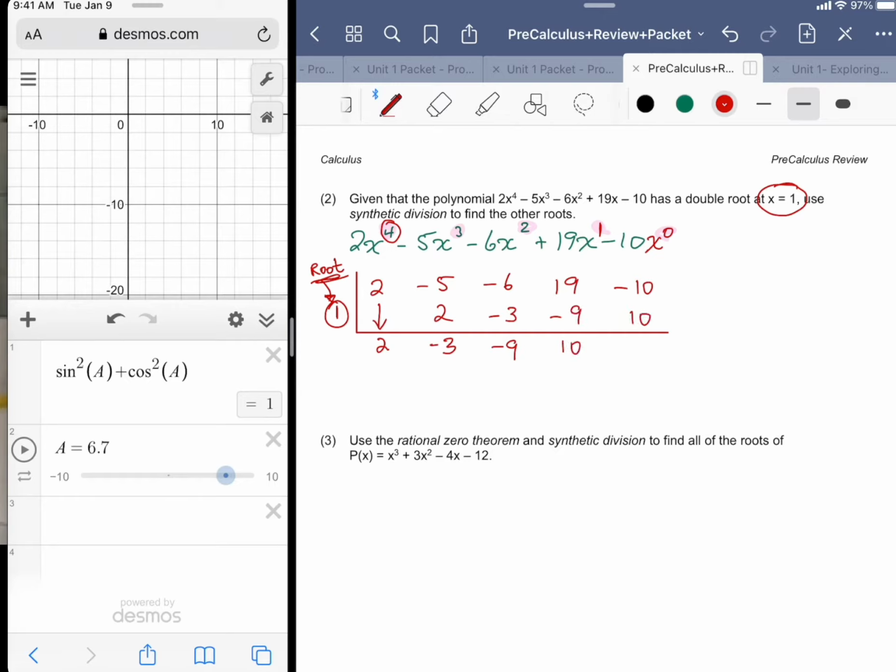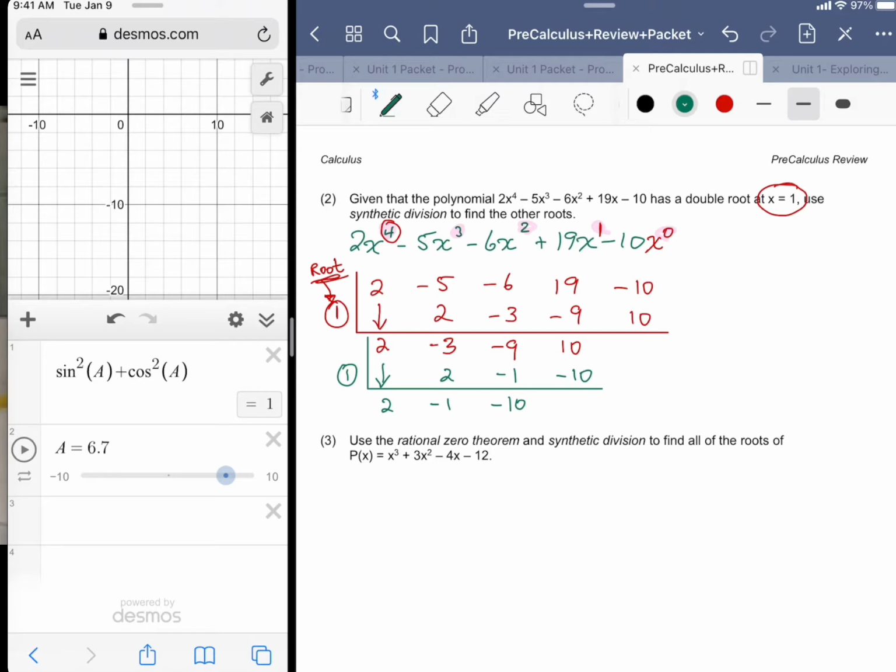All right, because it's a double root, that means that you can do that process a second time. So I'm going to build off of this, again with that second 1 on the outside. Pull down the 2. 2 times 1 is 2. -1. -1 times 1 is -1. Sum of -10 times 1 is -10. And that gives you a 0, so that goes away.